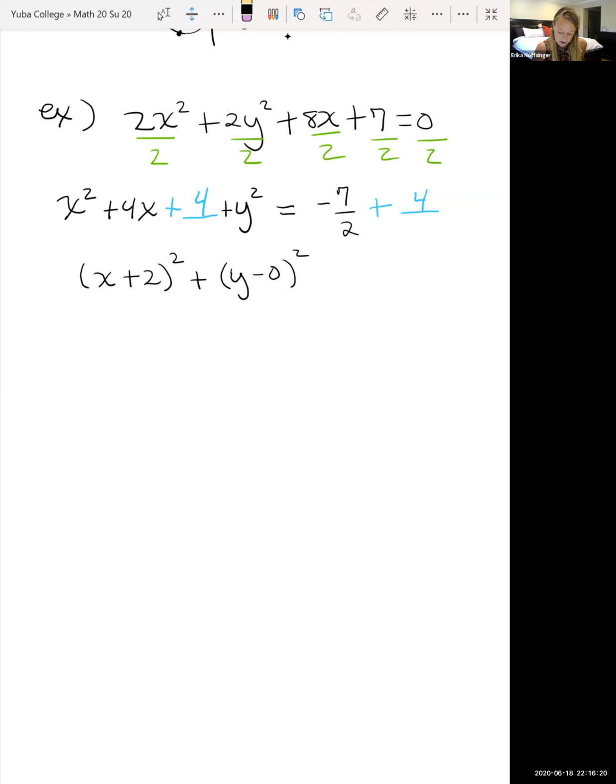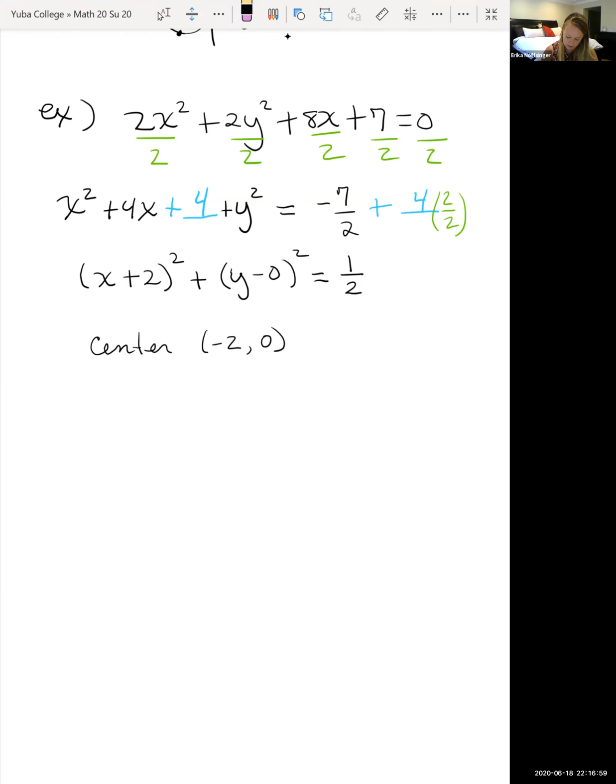Is equal to, well, we need a common denominator. So I need to multiply this 4 by 2 over 2. So that's actually 8 halves minus 7 halves. That gives us 1 half. So our center is at opposite sign. So negative 2, and our y value is 0.